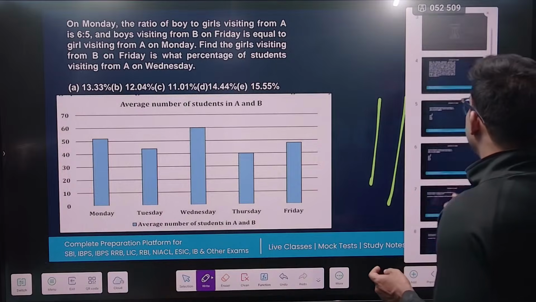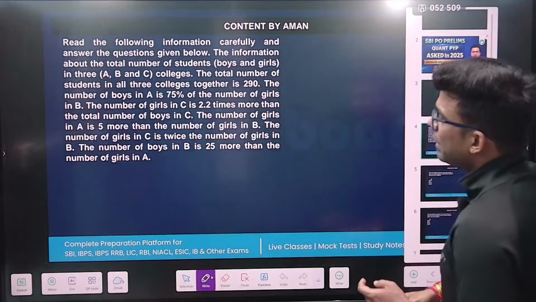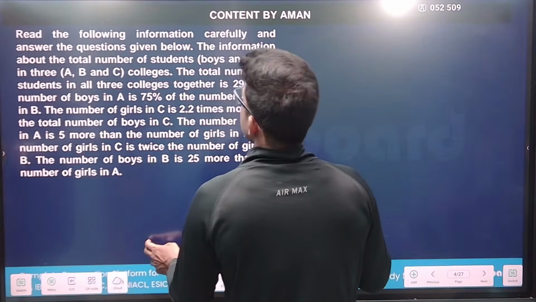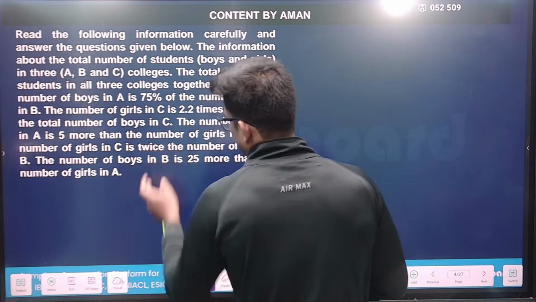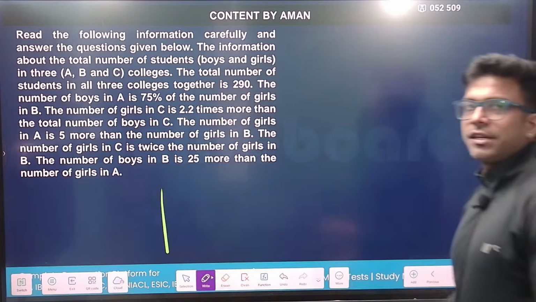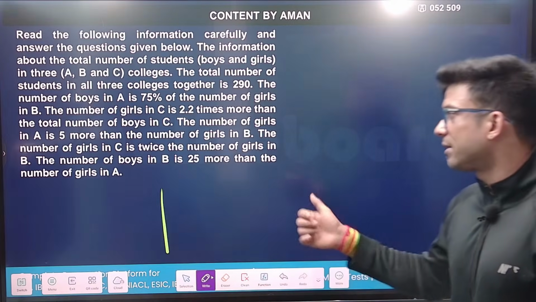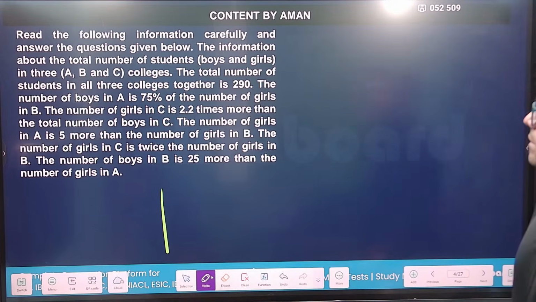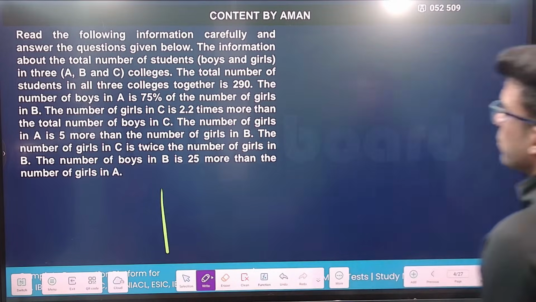Let's come to another set. Now this is again a caselet. Remember, I made you solve one of the caselets. This is again a previous year question. Take a screenshot. I'll share you the PDF. Everybody in the class, I'll share you the PDF. Read the following information carefully and answer the question given below. The information about the total number of students, boys and girls in three colleges A, B and C is given.